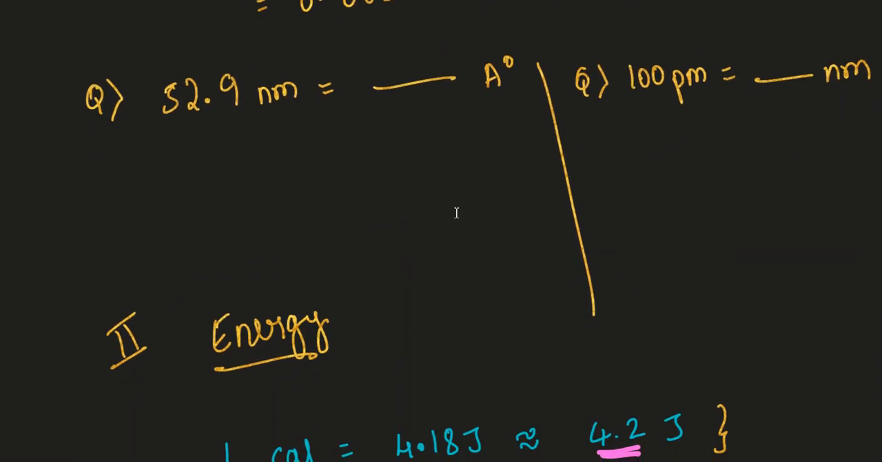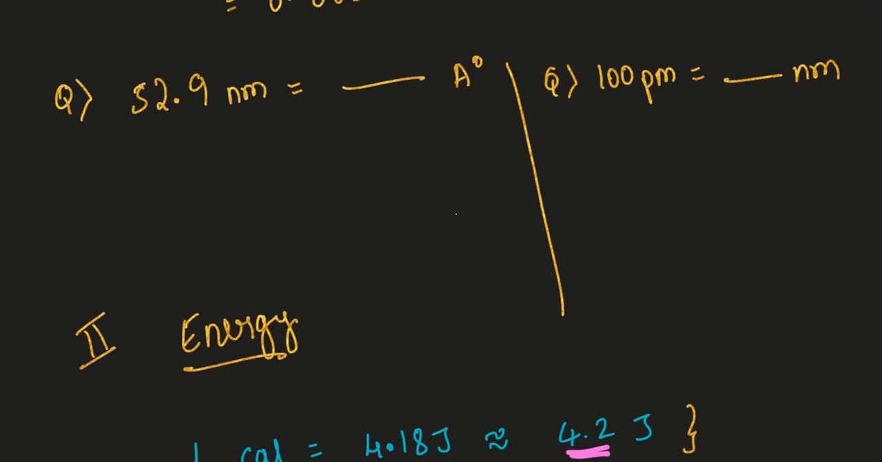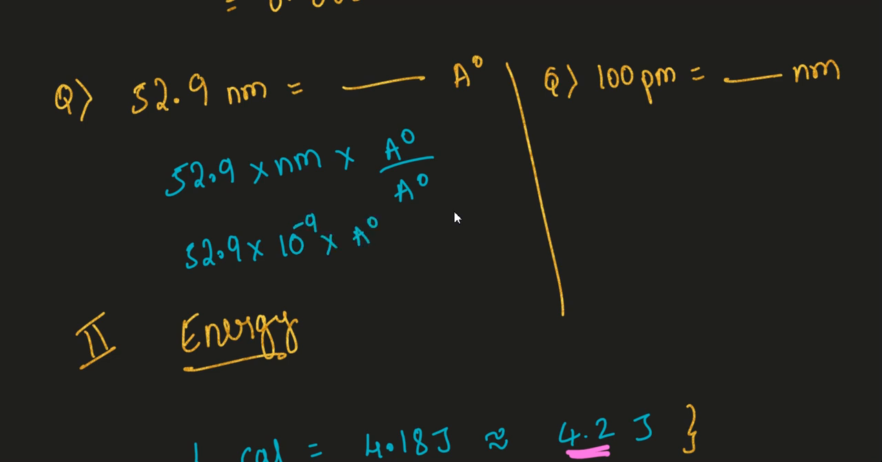So these two questions were yesterday's homework. Let us solve them. The first: 52.9 nanometer into angstrom, divided by angstrom. You get 52.9 into 10 to the power of minus 9, n for nano, divided by angstrom, which is 10 to the power of minus 10. When we do the cancellation, you get minus 1, and this goes above. So you get 5.29 angstrom. Hope you got the same answer.